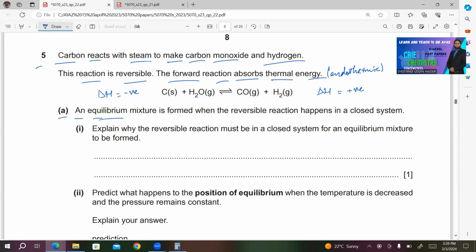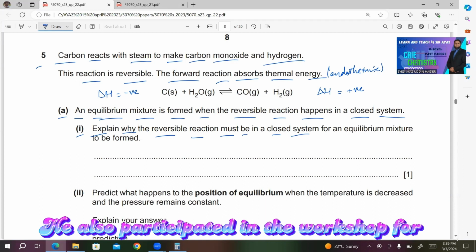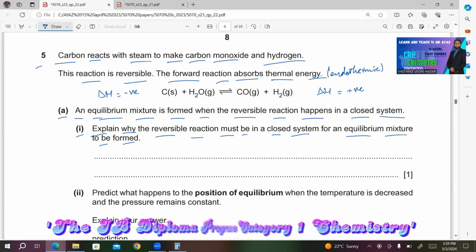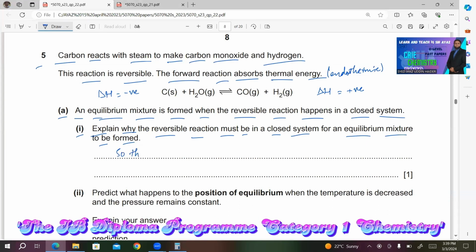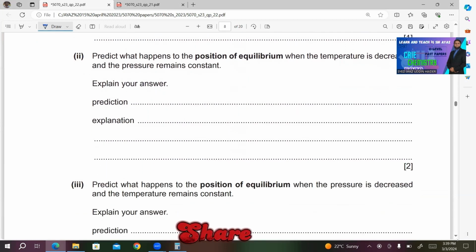A. An equilibrium mixture is formed when the reversible reaction happens in a closed system. Number 1, explain why the reversible reaction must be in a closed system for an equilibrium mixture to be formed, so that reactants and products cannot escape. If one of these will escape, you can't get the reversible reaction reaching the dynamic equilibrium state.